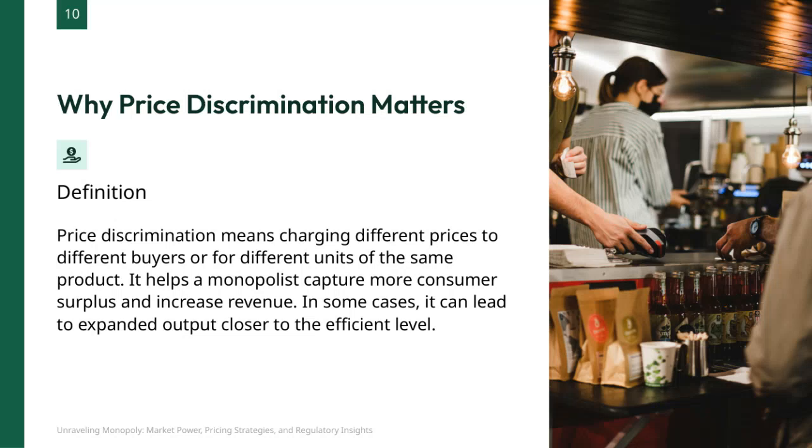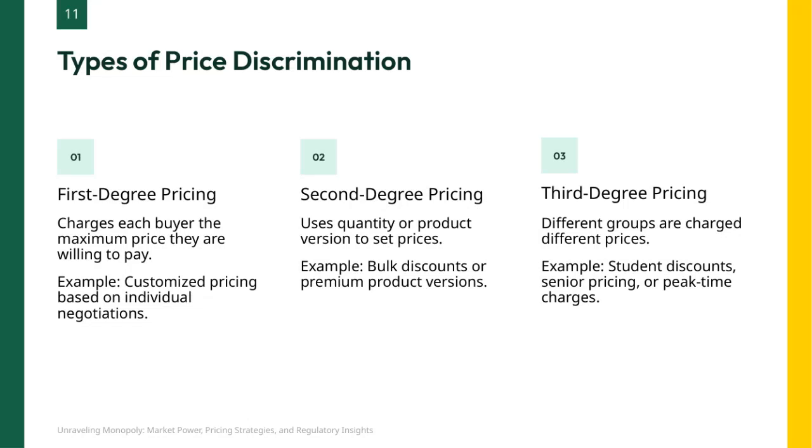Price discrimination is when a seller charges different prices to different customers or for different units of the same product. This strategy allows a monopolist to capture more of the consumer surplus, which means they can increase their revenue beyond what charging a single price would allow. Interestingly, price discrimination can sometimes encourage more production, pushing output closer to what would be considered an efficient level in the market. This makes price discrimination a crucial concept to understand in terms of its impact on both business profits and overall market outcomes. Here we have three main types of price discrimination.